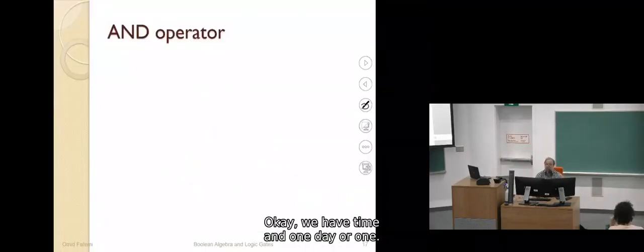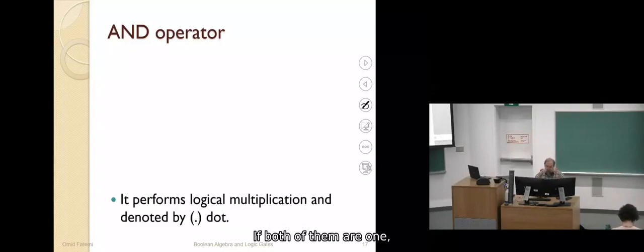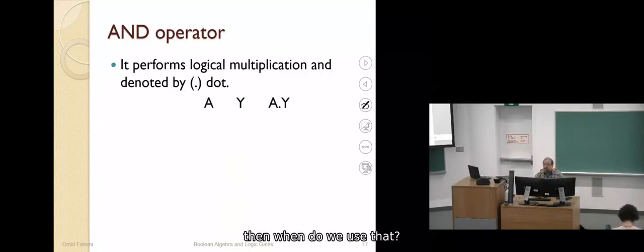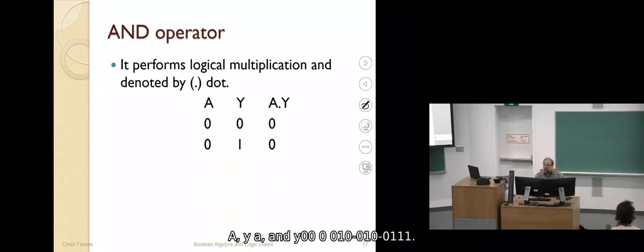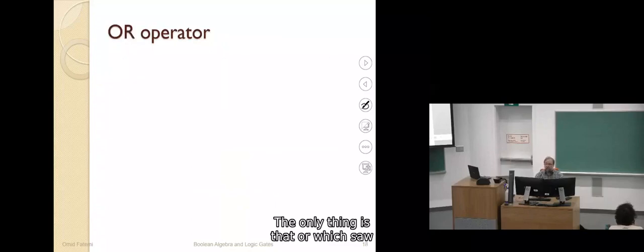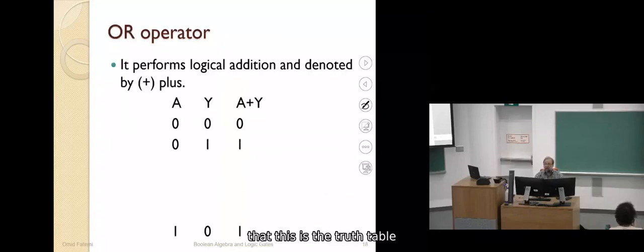Okay, we have time. AND is 1 if both of them are 1. When do we use that? This is the truth table: A, y, A and y. 0 0 0, 0 1 0, 1 0 0, 1 1 1. The only time it is 1 is when both are 1. We have seen that before.